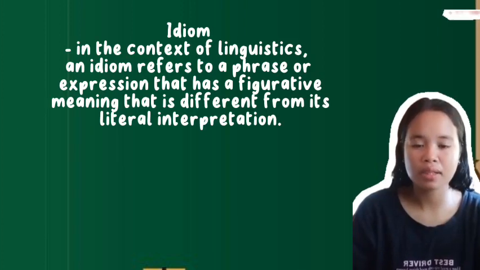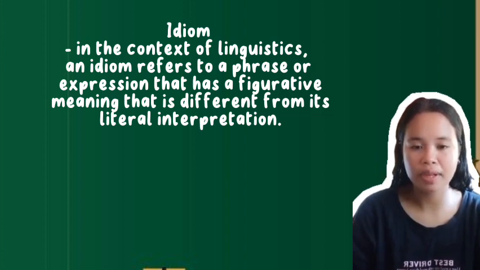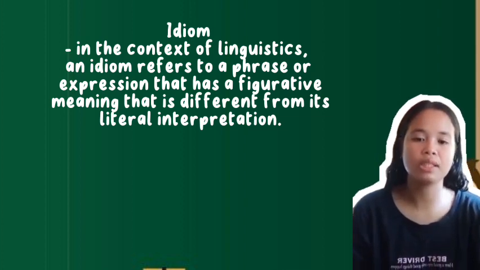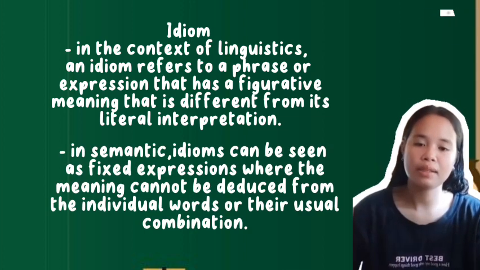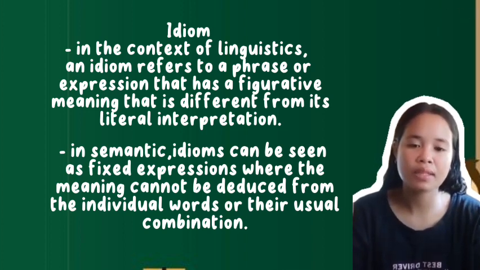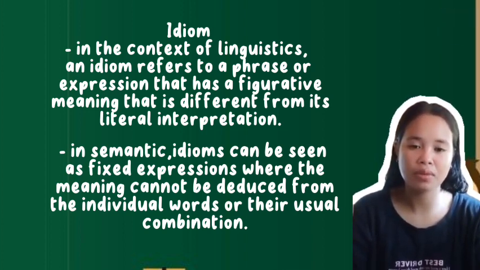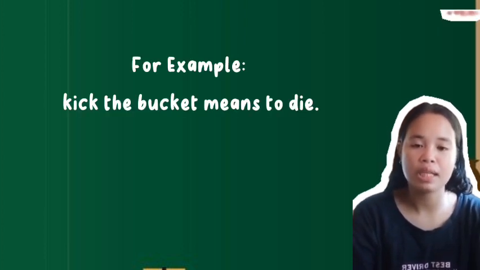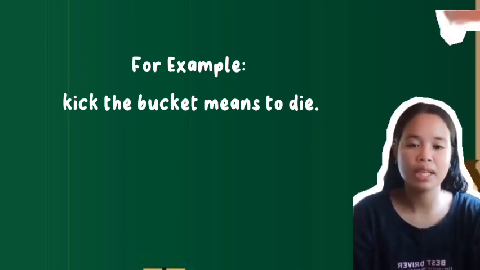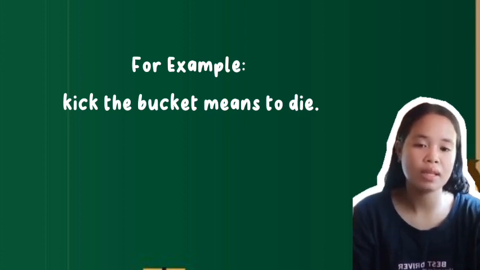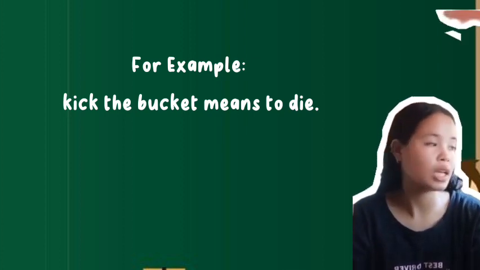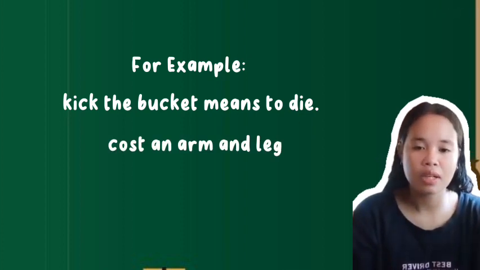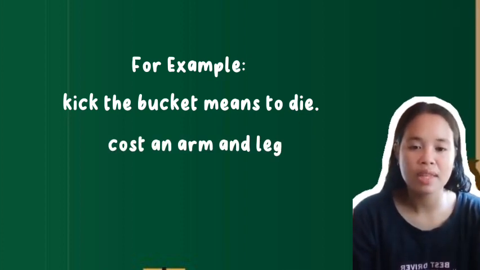Idiom. In the context of linguistics, an idiom refers to a phrase or expression that has a figurative meaning that is different from its literal interpretation. In semantics, idioms can be seen as fixed expressions where the meaning cannot be deduced from the individual words or their usual combination. For example, kick the bucket means to die. The words kick and bucket have literal meanings, but when used together in this idiom, they convey a completely different meaning. Another example, cost an arm and a leg. It is used to describe something that is expensive.